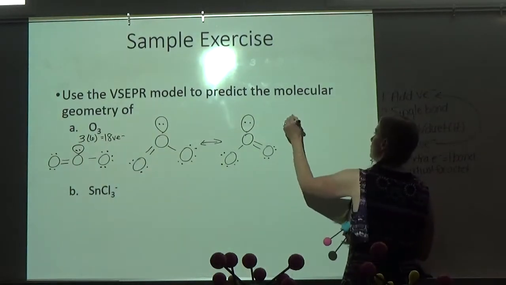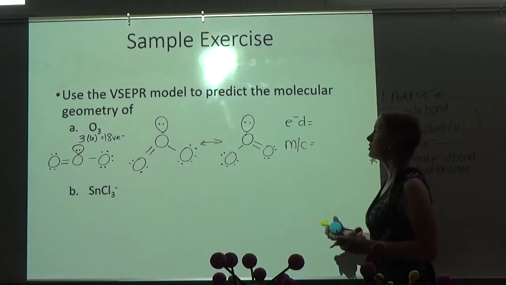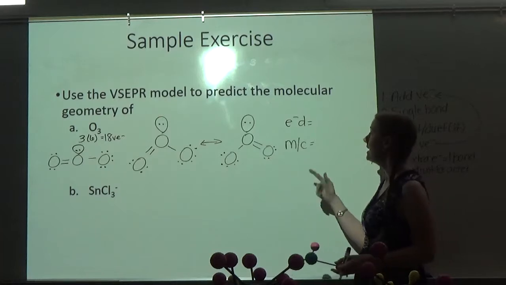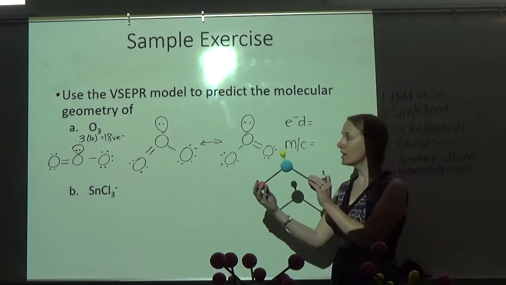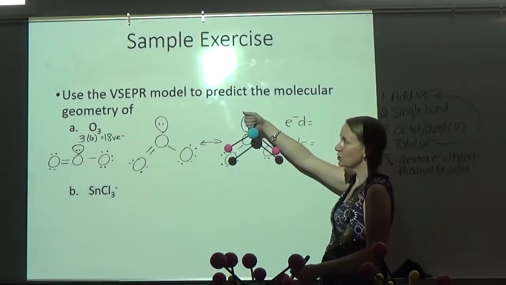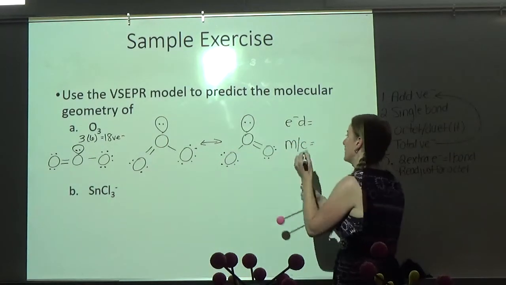So we need to do the electron domain geometry and the molecular geometry. I like to abbreviate electron domain as E-D, and molecular as M-G. All right, so remember, molecular geometry assumes we cannot see the lone pair. So it's just going to look like this. So my molecular geometry is called bent.